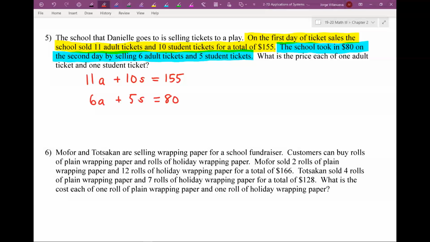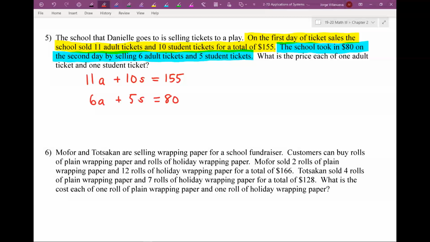But notice this is not going to be an easy elimination, because your A variable has an 11 and a 6. They don't match. The S variable has a 10 and a 5. Those don't match. So you're probably going to have to do multiplication and then start doing elimination. So these are a little bit tougher problems. But notice I just read the sentence and it tells me what to write. You just got to pay attention to what they're writing. But it's pretty easy.